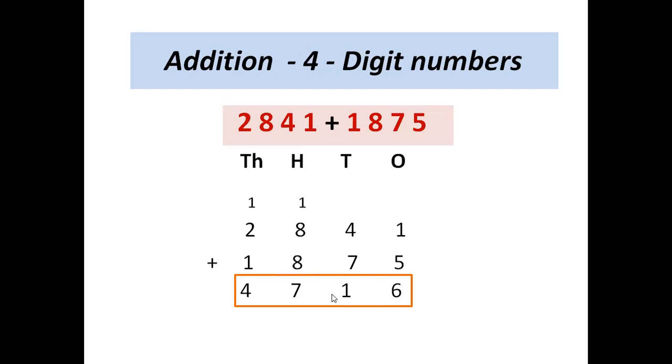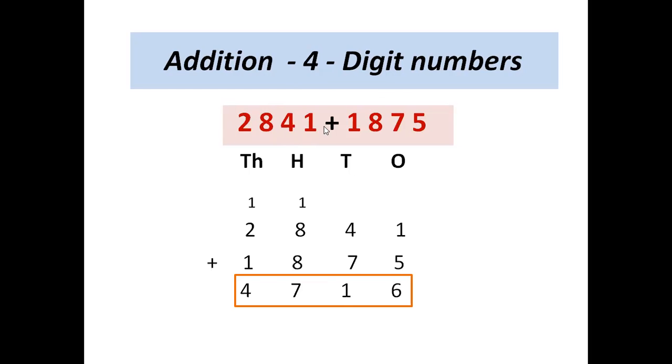Okay. So here we got 11. It's 1 got carried over to hundreds place. Here we got 17 and it's 1 got carried over to thousands place. Okay. So this 1 plus 2 gives us 3 and 2 plus 1 gives us 4. So this answer 4,716 is known as the sum. S-U-M, sum. Sum of these two numbers.